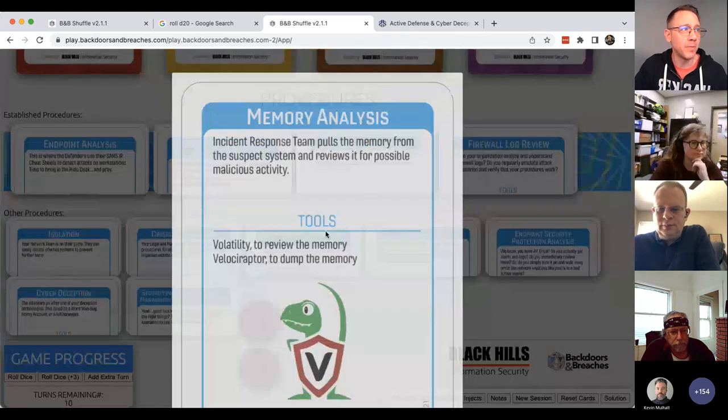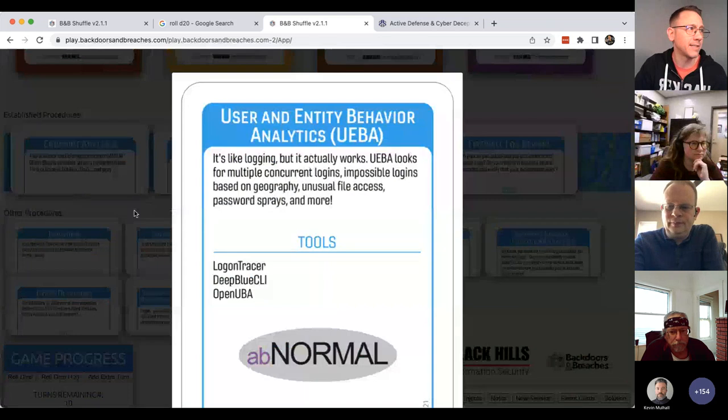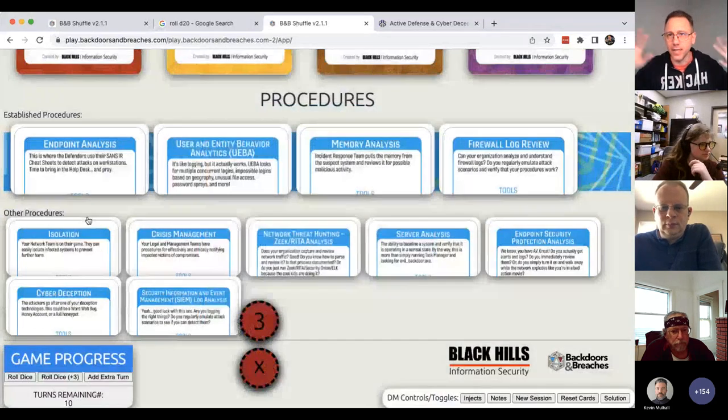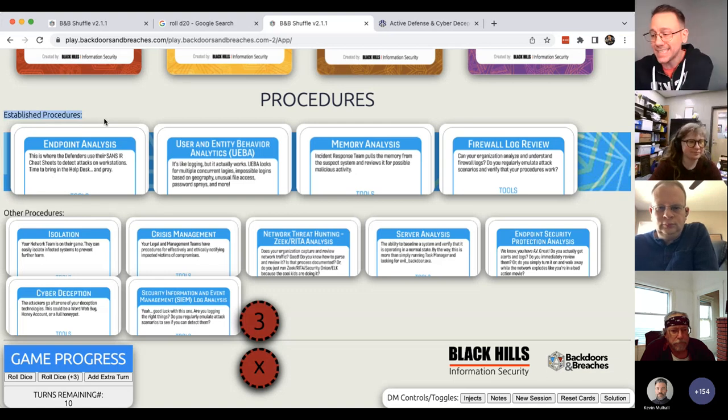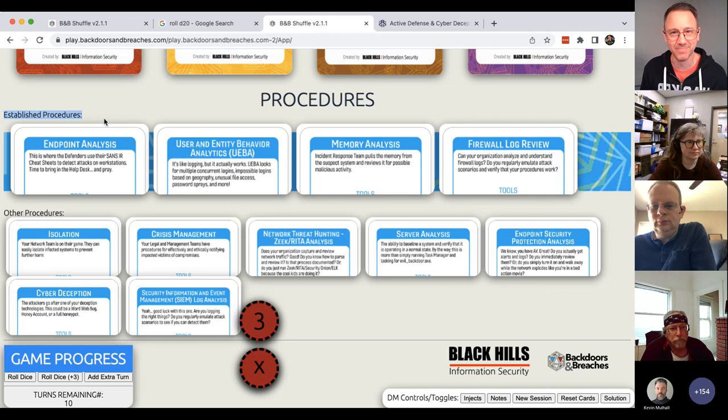And you wrote down how to do memory analysis. You wrote down user and entity behavior analytics. And you wrote down endpoint analysis. Theoretically, right? I don't know for sure. So you get a +3 modifier for these procedures. These are written down, so you get a +3. So you rolled a 6, which plus 3 is a 9. Still not successful, but it did help, right? And so what we're trying to explain to all 100 and some of you right now is if you write things down, it will help you during an incident. If you write things down, it will help you in an incident.